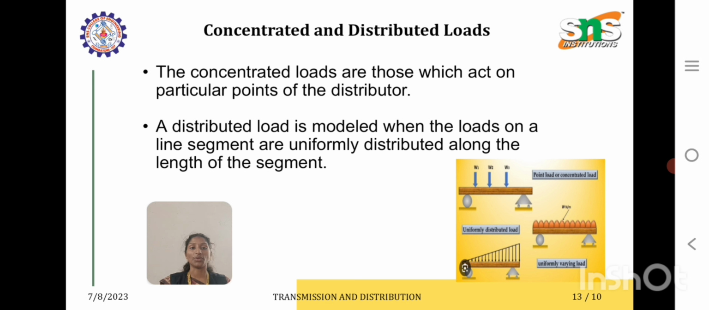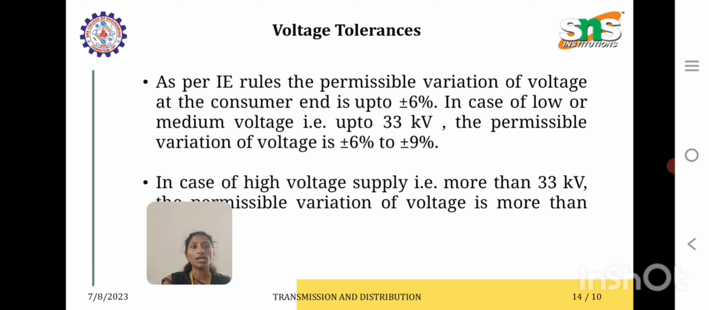So coming to loads, we might have two types of loads: concentrated loads and distributed loads. A concentrated load is one that acts at a particular point of the distributor. As shown in the figure, the first picture shows the diagram for a concentrated load which acts at a particular point. And for distributed load, we have two types: uniformly distributed load and uniformly varying load. The distributed load may gradually increase, or the same load continues throughout. So this is what we call distributed loads and concentrated loads.